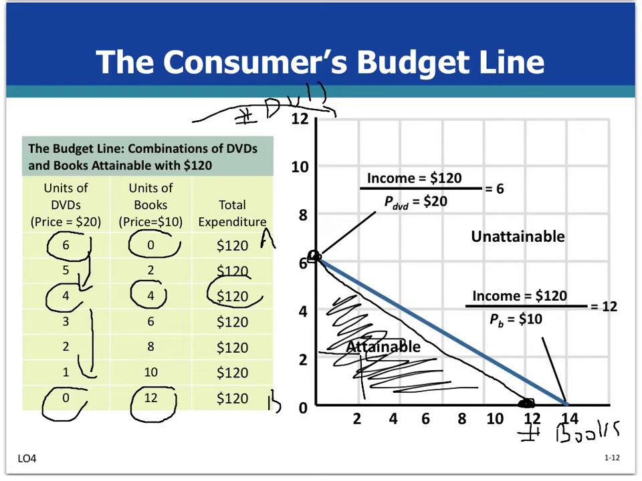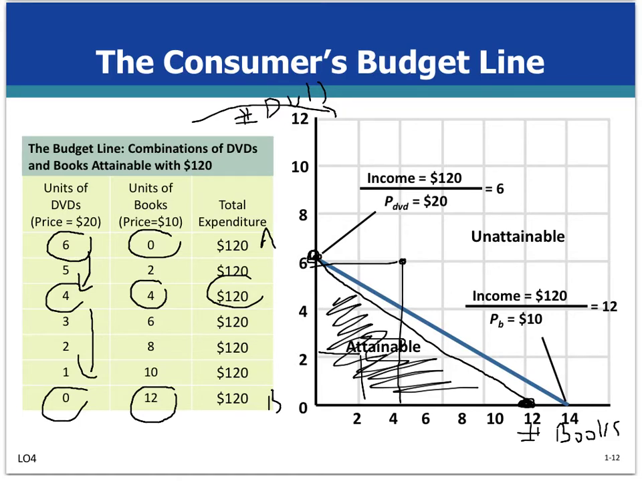And any point outside the budget line is unattainable. Let's choose this point. This point represents what? 6 DVDs, right? And then 4 books. 6 DVDs cost you 120. 4 books cost you 40. So the combination is 160, which you don't have the resources for. So it's unattainable. Any point outside the budget line is unattainable.